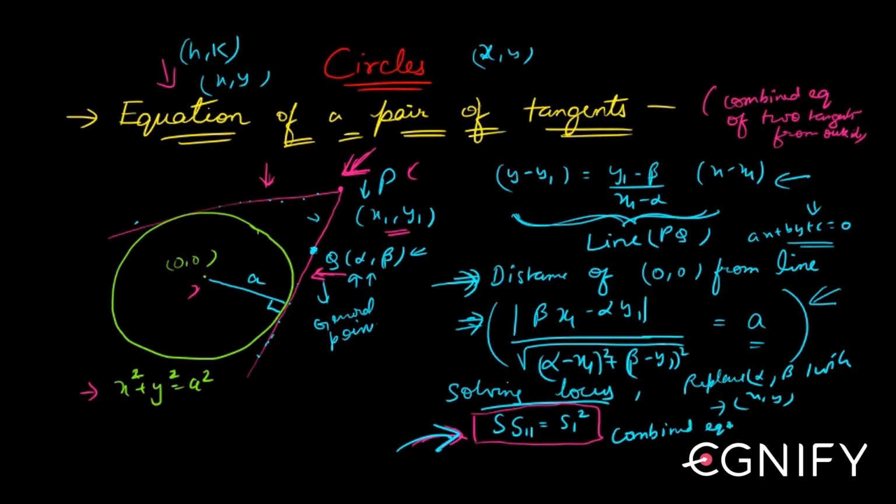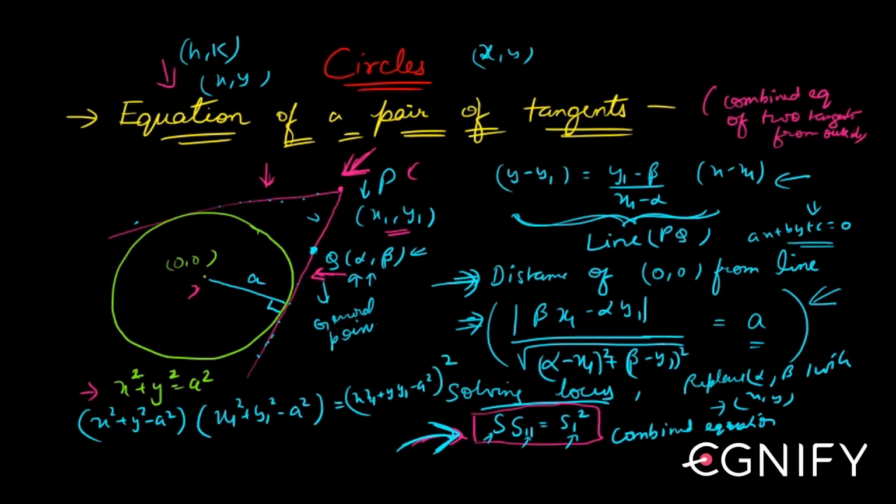Now I hope you know what S means, what S11 means, what S1 means, right? So in fact, if I expand this, what I will finally get is x square plus y square minus a square, which is your S, into S11. What is S11? x1 square plus y1 square minus a square, right? This is your S11. And what is your S1 square? It's x x1 plus y y1 minus a square, whole square. So this is the equation. What does this equation give you? It gives you the combined equation of both these.